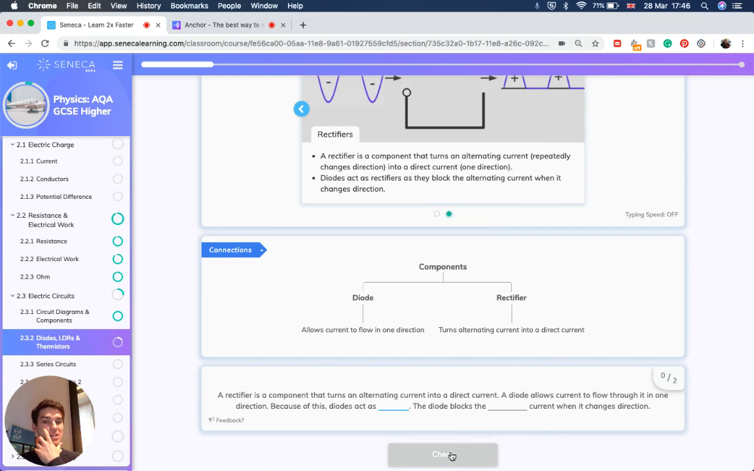And remember that a rectifier is a component that turns an alternating current into a direct current. And a diode allows current to flow through it in one direction. Because of this, diodes are able to act as rectifiers, as the diode blocks the alternating current when it changes direction.